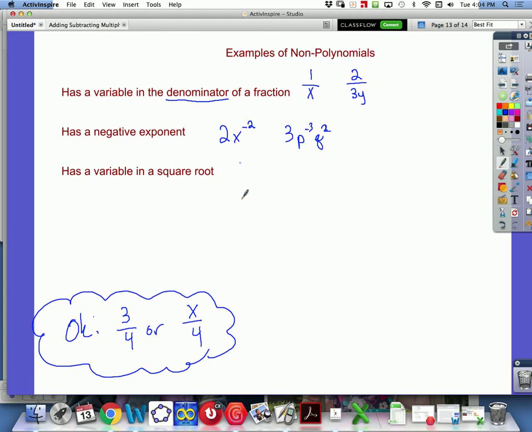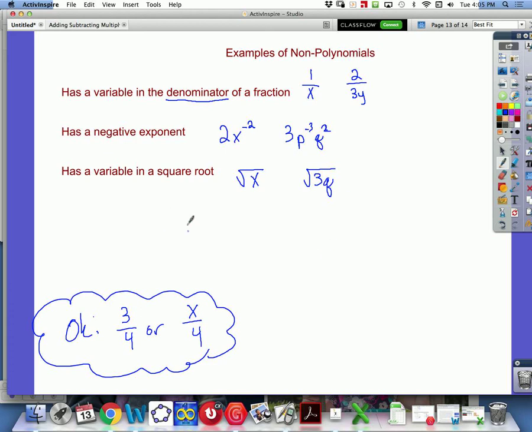And then the last thing is if I have a variable inside a square root, something like the square root of x or the square root of 3q. Those are not polynomials because you're not allowed to have the variable under the square root. So this is something you definitely want to have a note of and have written down so that when you look at these problems, you can see, does it match any of those?